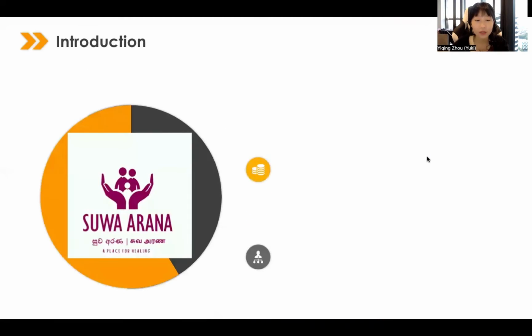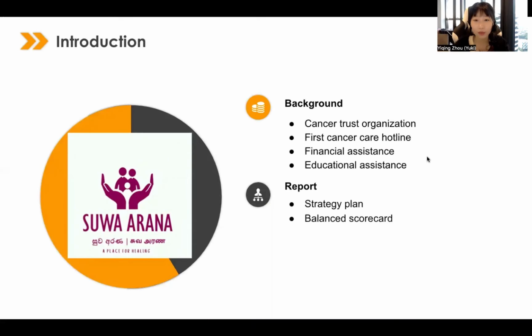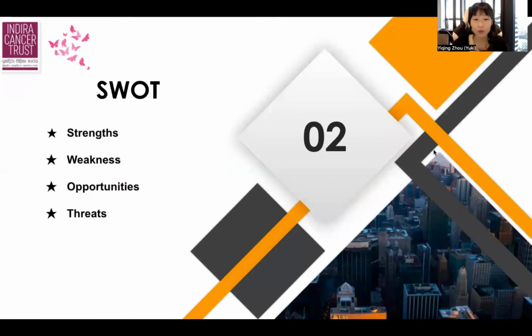Okay, now I'd like to give you some information about the background. The Individual Cancer Trust is an organization whose goal is to help cancer patients. I will mention what the ICT must do to ensure that poor cancer patients and their families in Sri Lanka have access to funding and organizational support between them and the treatment facilities. Then I will move on to the SWOT.